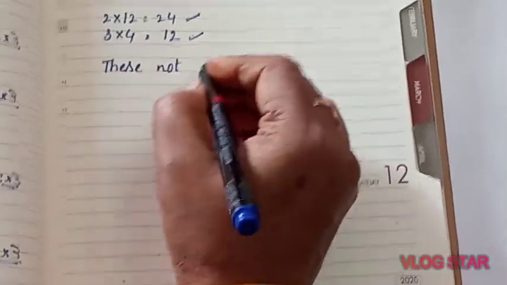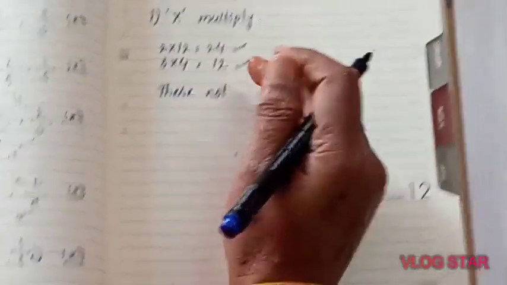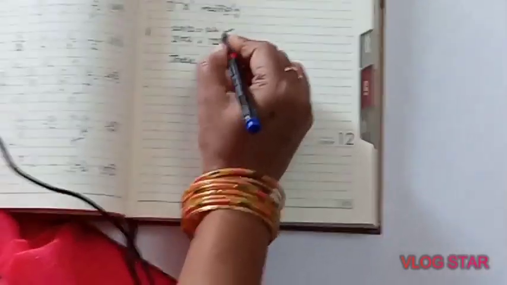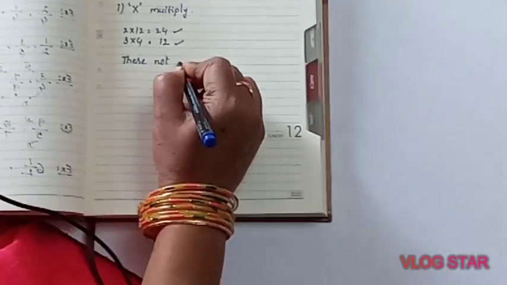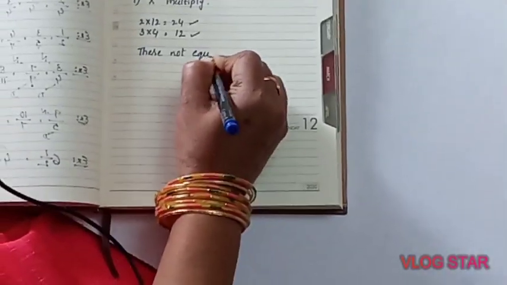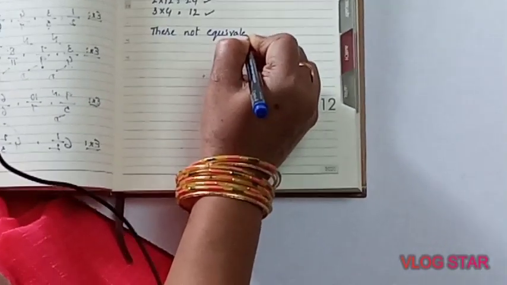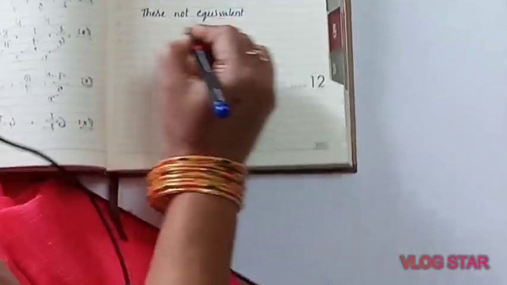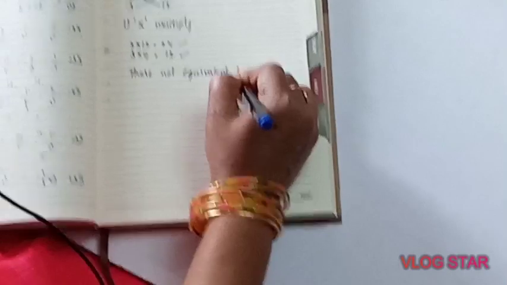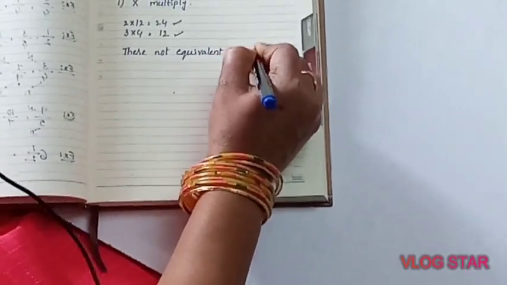The condition for equivalent fractions is that when you cross multiply, the products must be the same. So here, as the products are different, these are said to be not equivalent fractions.